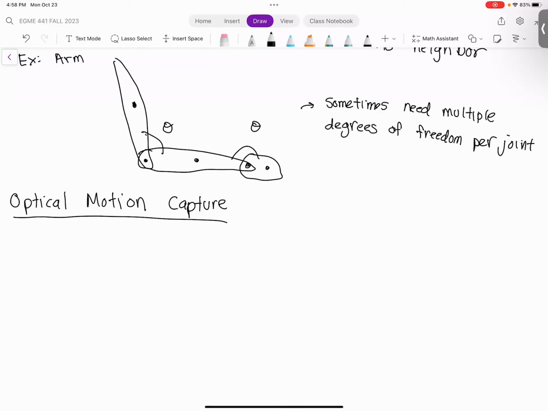And so optical motion capture, I like to think of it as a fairly straightforward problem. I think it's fairly straightforward to understand the goal of motion capture, but with a lot of practical challenges. Okay. So actually implementing it in practice is more challenging than it seems.